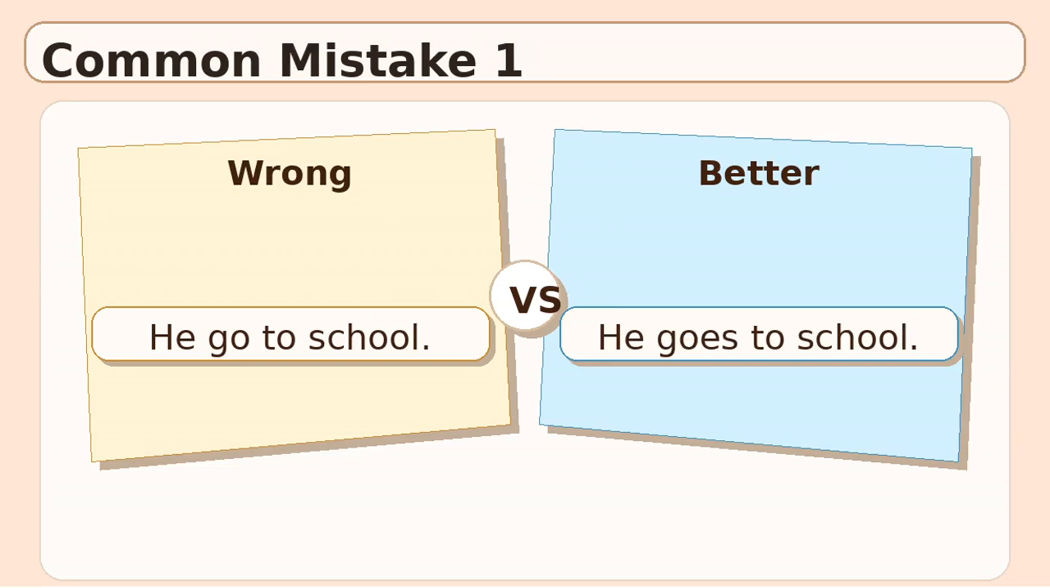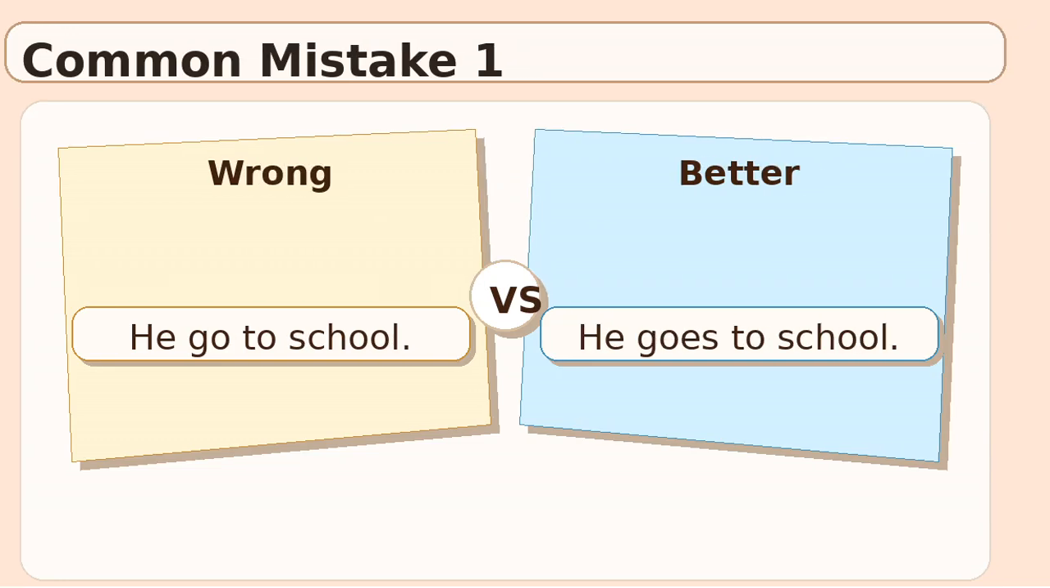Here is a very common present simple mistake. He go to school is wrong because with he we need the S form of the verb. The correct sentence is he goes to school. The reason is simple, in the present simple, he, she, and it usually take the S form. So whenever you see a singular third-person subject, pause and check the verb.